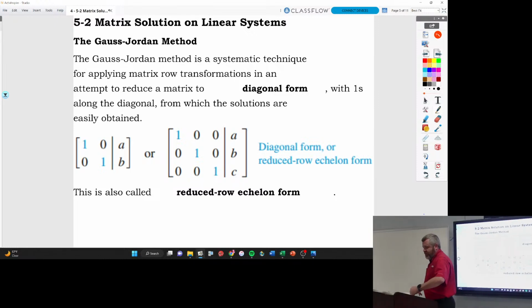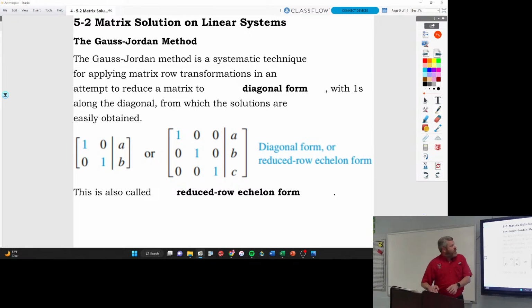The Gauss-Jordan method. This is a systematic technique for applying matrix row transformations in an attempt to reduce a matrix to a diagonal form with ones along the diagonal for which the solutions are easily obtained.